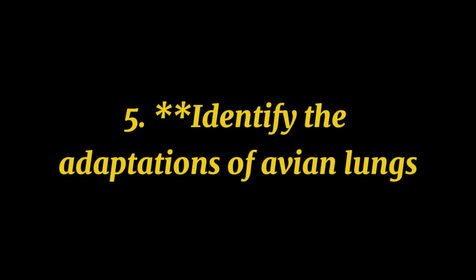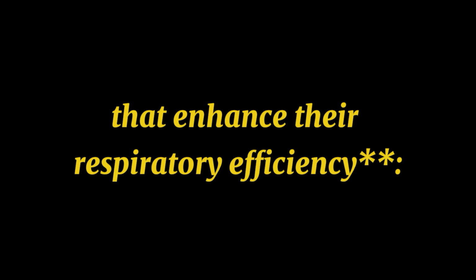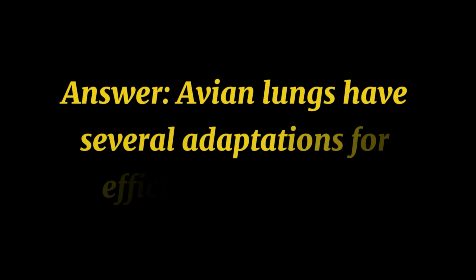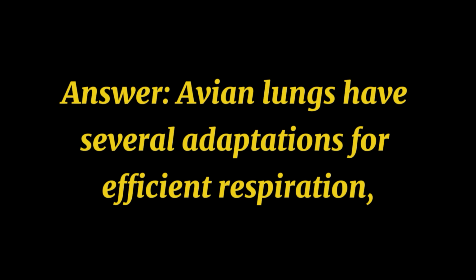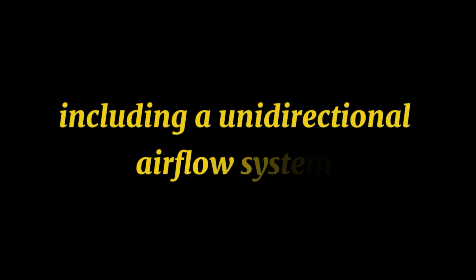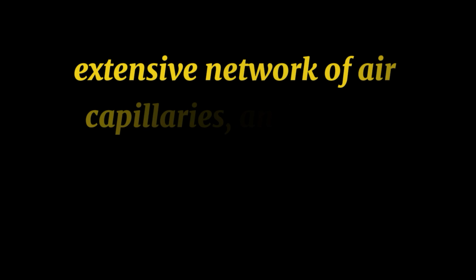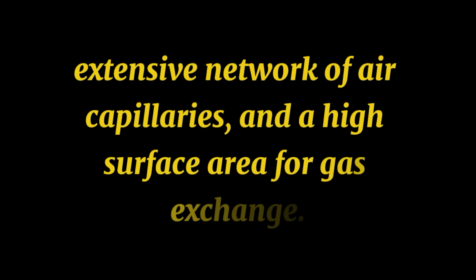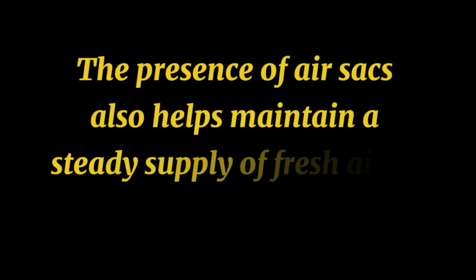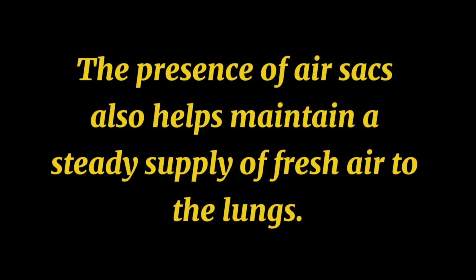5. Identify the adaptations of avian lungs that enhance their respiratory efficiency. Answer. Avian lungs have several adaptations for efficient respiration, including a unidirectional airflow system, extensive network of air capillaries, and a high surface area for gas exchange. The presence of air sacs also helps maintain a steady supply of fresh air to the lungs.